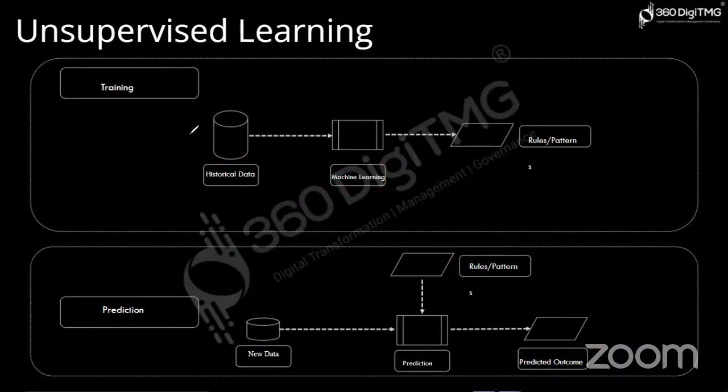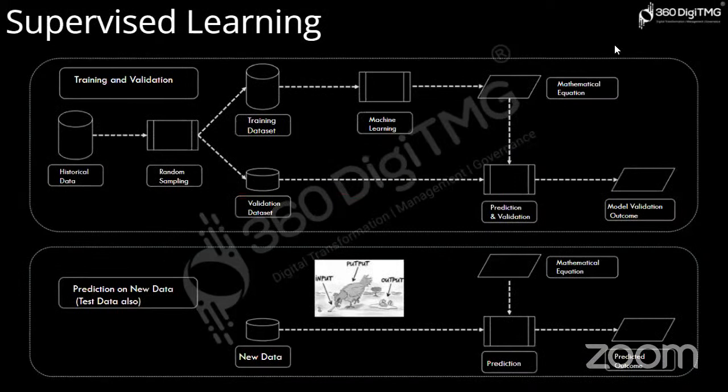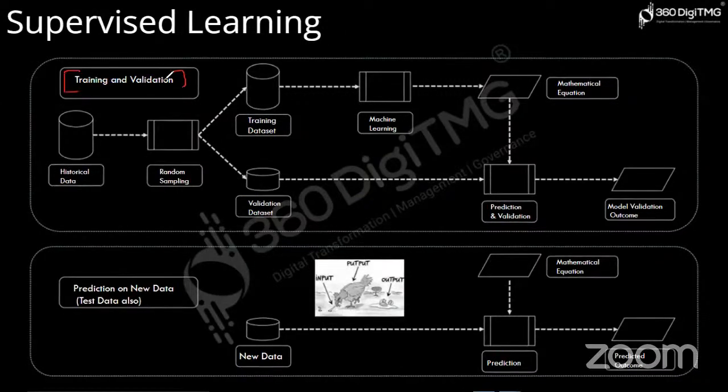That is what happens in case of unsupervised learning. Now, as we have unsupervised learning, we have supervised learning here. In case of supervised learning, we do training and validation. We train our model. I have selected a model and it is a supervised learning model. I have the historical data. From this historical data, I am going to do some random sampling. I'm not going to take all population data, I'm going to take some data.